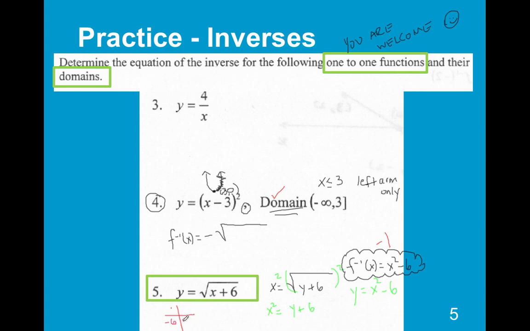-6 generates what? 0. Can you put -7 in for x? No. Can you put -5? Yes. So the domain of this function is x is greater than or equal to -6. What's the range of this function? Look at the table I made. What's the first y value I got? 0, right? And then I got 1 and above.